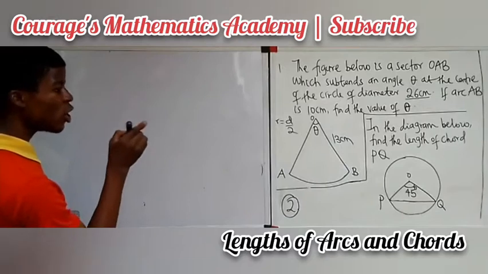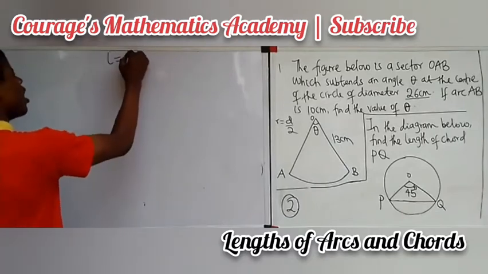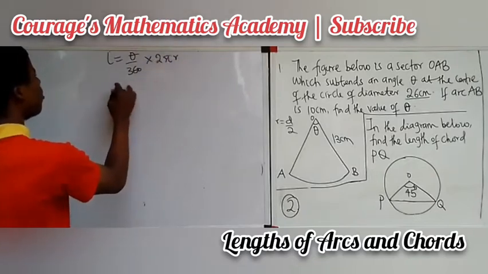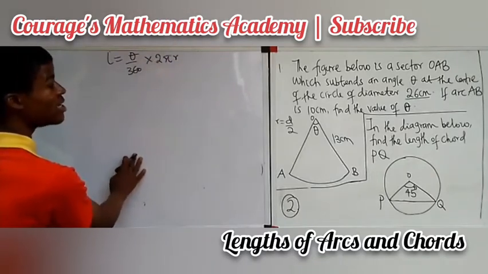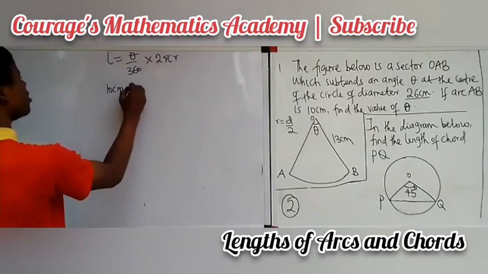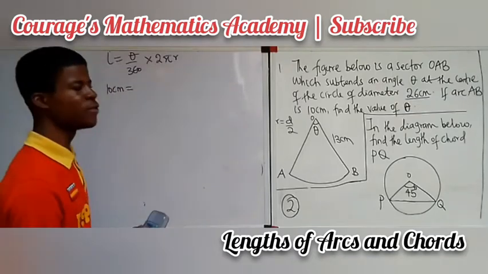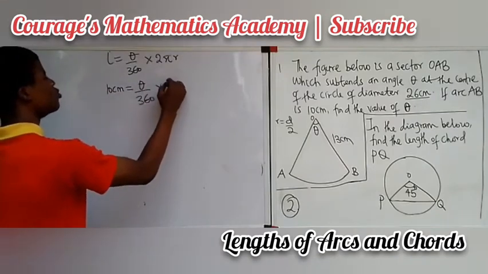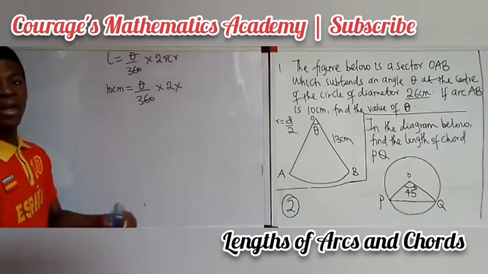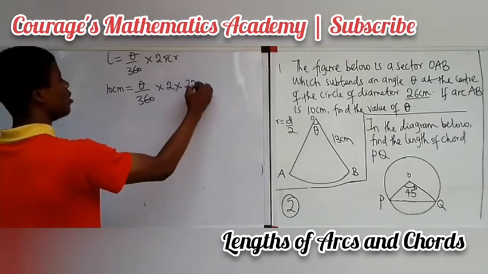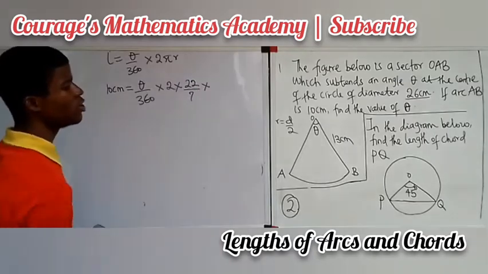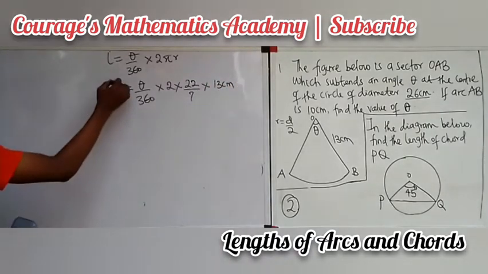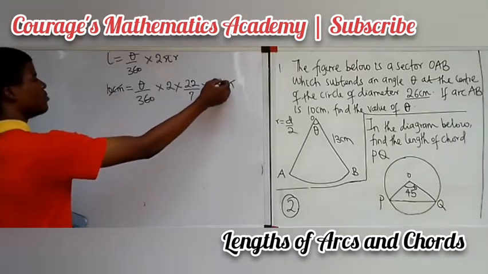Let's go. The length of arc is theta over 360 times 2 pi r. Now, the length is 10 centimeter. This is equal to, we are asked to find the value of theta. So I have theta over 360 times 2 times pi, which is always 22 over 7, times the radius, 13 centimeter. First things first, the centimeter will cancel the word centimeter.